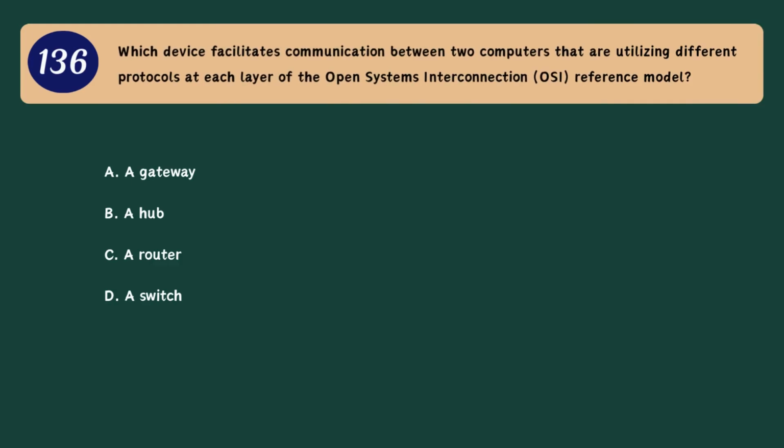Question 136. Which device facilitates communication between two computers that are utilizing different protocols at each layer of the Open Systems Interconnection Reference Model? A. A gateway. B. A hub. C. A router. D. A switch.